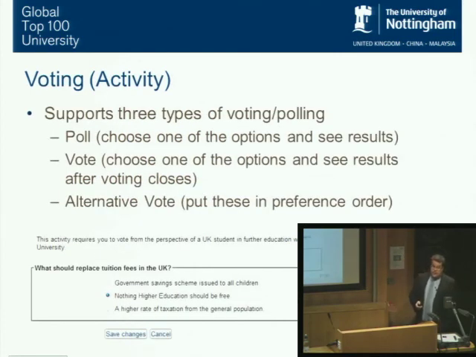Okay, another activity, voting tool, supports 3 different types of voting and polling. Poll, where the user chooses one of the options and sees the result straight away. Vote, chooses one of the options and then will see the results when the voting is closed. Or alternative votes, where they put the options in a preference order. If there's no overall majority, the option with the lowest number of votes is thrown away, and those votes are then recounted into the remaining options, and that keeps happening until there is an overall majority of the option. Okay.